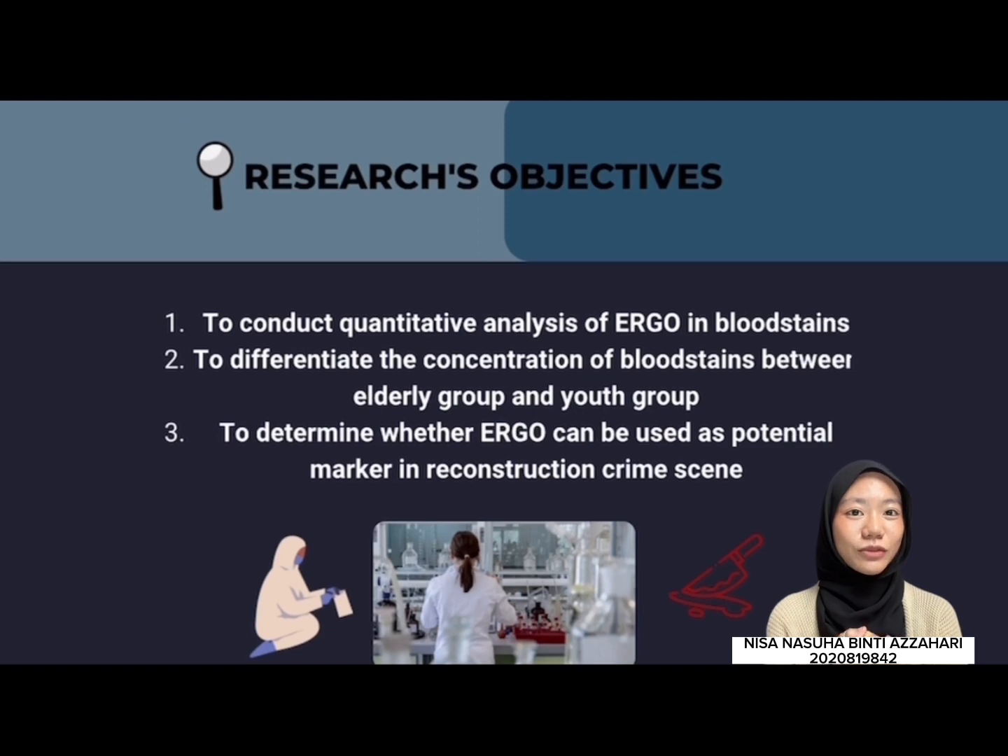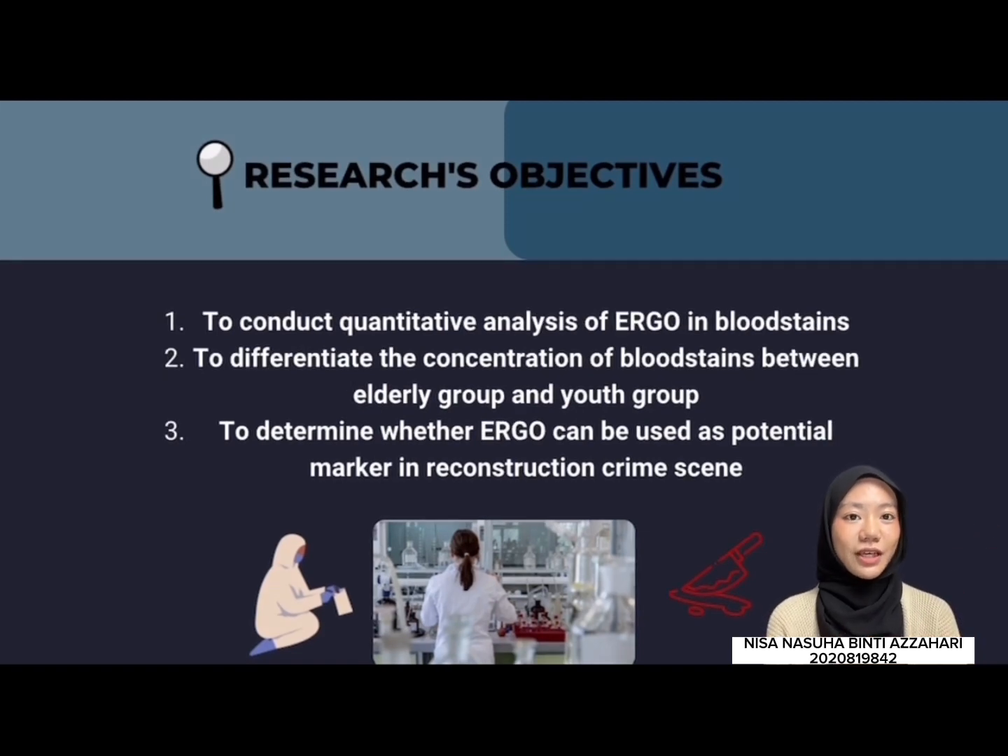Okay, now let's move on to the research objective. There are three objectives for the research: the validation of the metabolite ergothioneine as a forensic marker in bloodstains. First, to conduct quantitative analysis of ergo in bloodstains. Second, to differentiate the concentration in bloodstains between the elderly group and youth group. Third, to determine whether ergo can be used as a potential marker in the reconstruction of a crime scene.